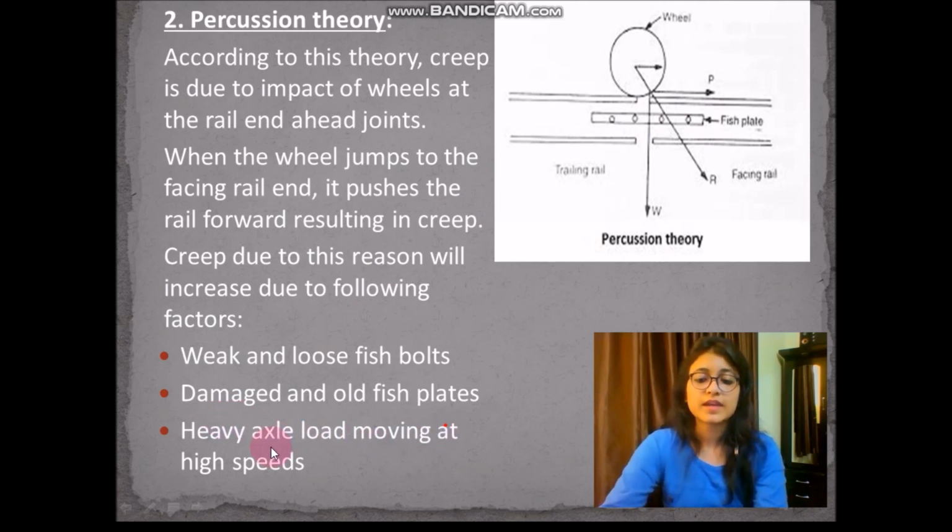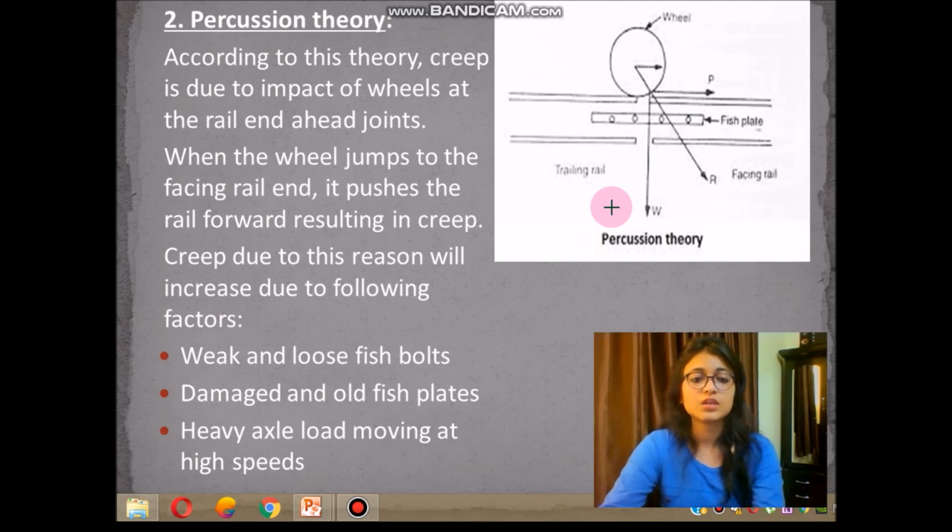Heavy axle load moving at a high speed. So this is definitely a reason, because a heavy load is being carried by the locomotive, and that will push the rail forward. So according to the percussion theory, because this wheel has to take a jump from the previous rail to the coming rail, it causes an impact on the coming rail end, and that is how this rail is pushed forward.